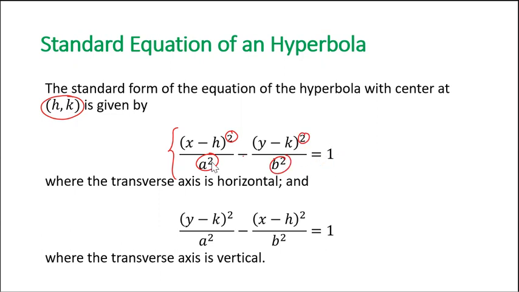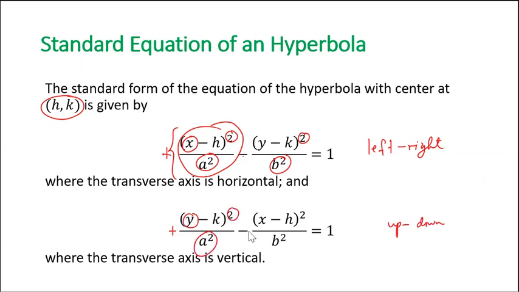So in here, since the term containing the variable x is positive, that means the transverse axis is horizontal, which means that the hyperbola is a left-right hyperbola. Now, if the variable y is positive, then we call it an up-down hyperbola. For the up-down hyperbola, the standard form is (y - k)² over a² minus (x - h)² over b² equals 1. This is where the transverse axis is vertical.